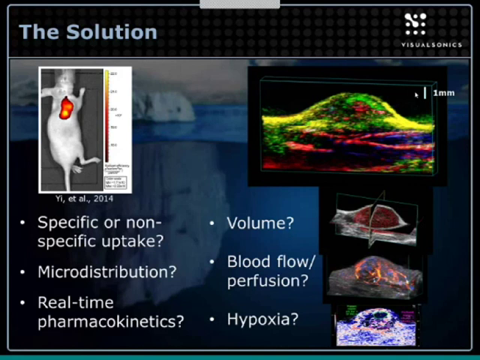Volumes, blood flow and perfusion, and hypoxia are inherent in the kind of imaging that we're doing, so we can help to answer those questions as well. And all in all, photoacoustic and ultrasound imaging ends up being a very powerful technique for doing this kind of molecular imaging for cancer research.